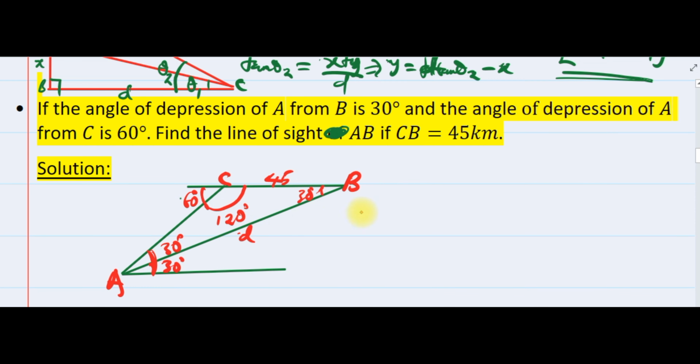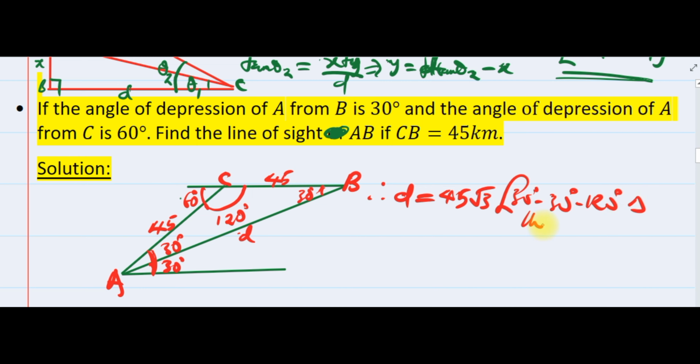So here is 120, by angle on a straight line or the linear pair postulate. So without wasting time, this is 45. AC is also 45. You know why? Isosceles triangle theorem. The base angles are 30, 30, so these sides should be equal. So finally, our D is 45 root 3, by the 30, 30, 120 triangle theorem.